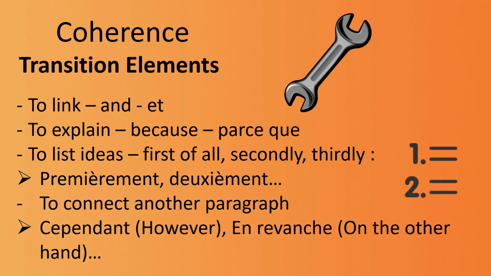And you may also want to connect one paragraph to another. And in this case, you will have to use what we call connectors. So for example, you might say "however", or "on the other hand", so cependant, en revanche, and of course there's other connectors. And to make your text coherent, you have to make sure that you use the right punctuation.